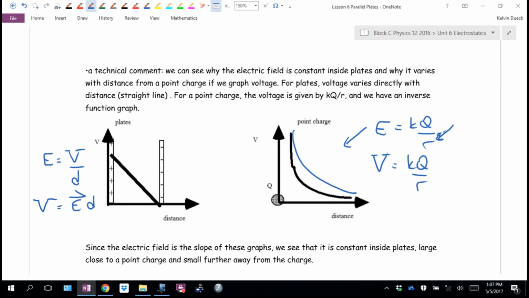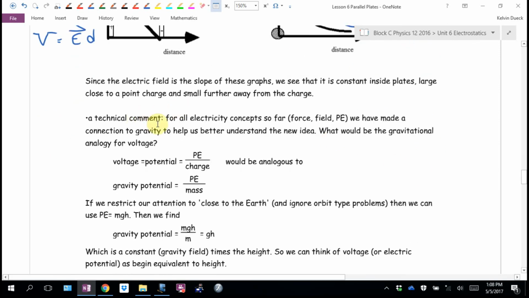Who remembers the opening statement, the thought problem, where I talked about why it is that when you get a shock from a 100-volt battery it hurts, but when you touch a 10,000-volt balloon it doesn't hurt? What was the analogy that I gave you for voltage? What did I say you could think of voltage as sort of behaving like? Height. So here's the rant. A technical comment. For all electricity concepts so far, I've tried to connect it to gravity because that's what you're familiar with. What would be the gravitational analogy for voltage?